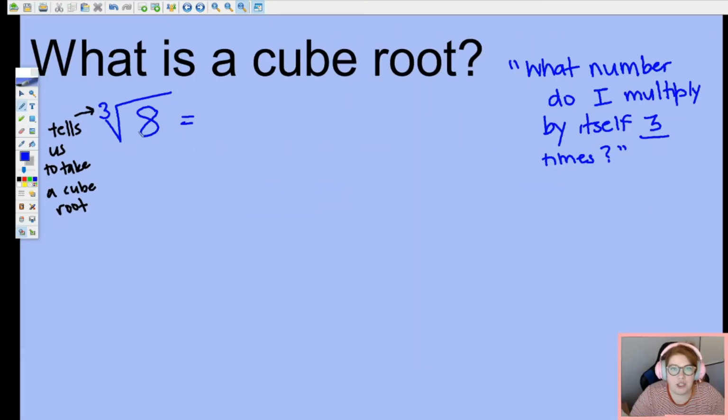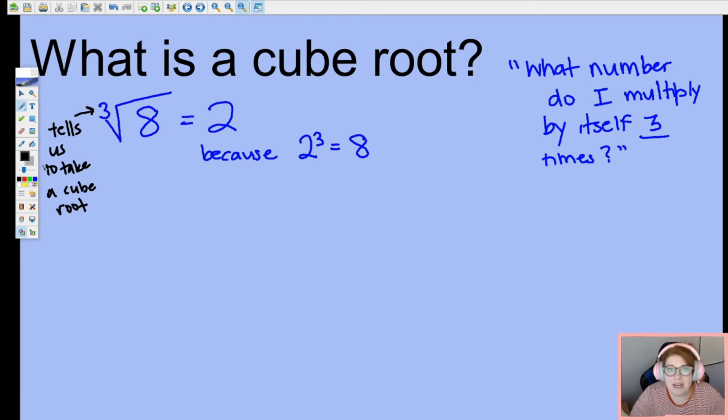So we're asked the cube root of 8, and we need to figure out what the cube root of 8 is. So we ask ourselves, what number do I multiply by itself 3 times to get 8? We actually have a list that shows us what number I multiplied. This is 2, because 2 cubed is equal to 8.